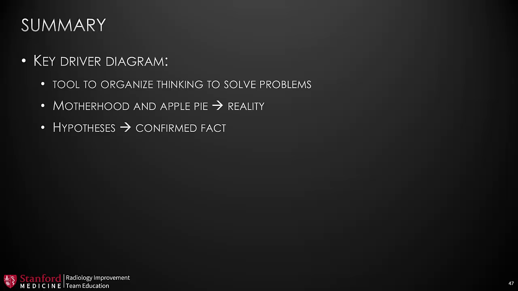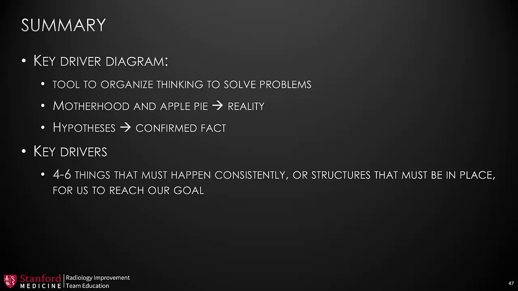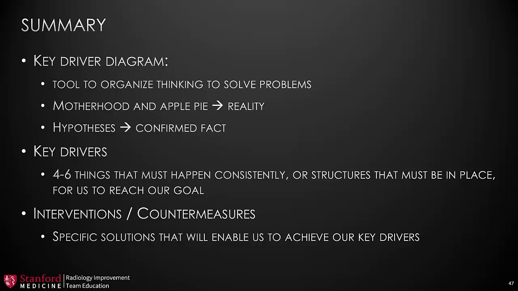All right, we went through a lot in this session, so thanks for sticking with me. In summary, we introduced the key driver diagram, which is a tool to help us organize our thinking to solve problems. It helps us move from our ultimate goal, which is often nebulous and subjective, to actually solving the problem in concrete, visible ways. In the process, our thoughts about what we think will bring about the change we're seeking gradually move from hypothesis to confirmed fact. We introduced the concepts of key drivers, which are the most important 4 to 6 things that must happen consistently, or the structures that should be in place for the team to reach its goal. And finally, we talked about the specific interventions or countermeasures that we'll put in place to achieve our key drivers in order to accomplish our goal.